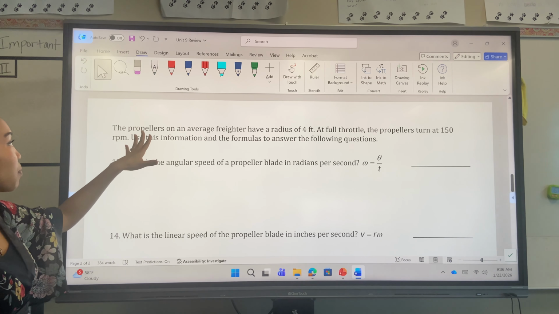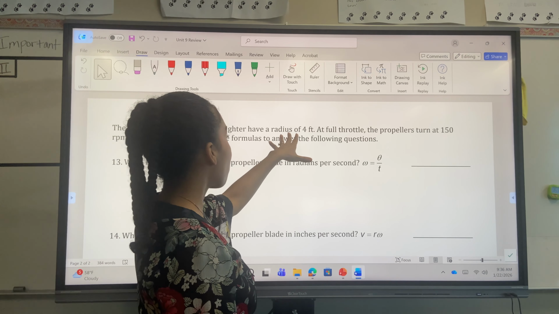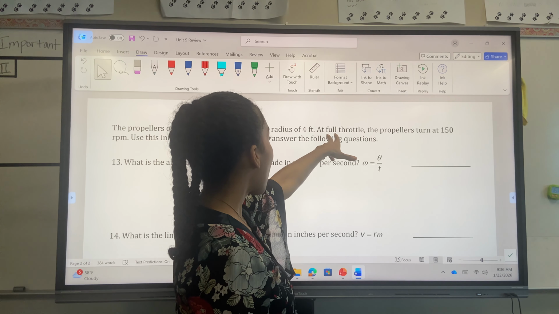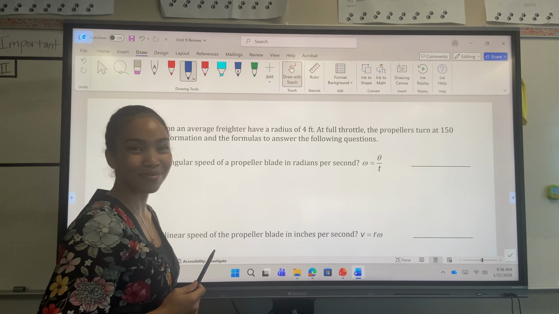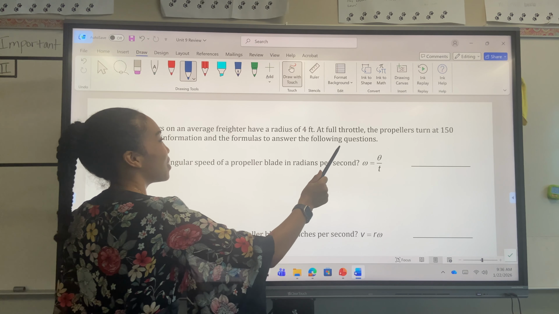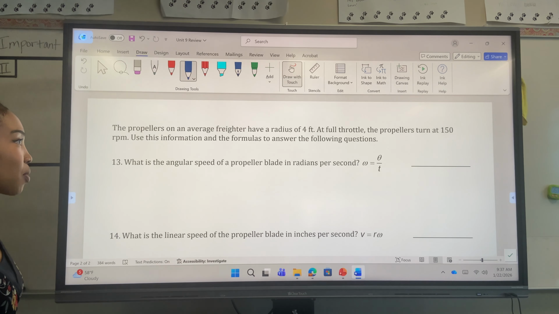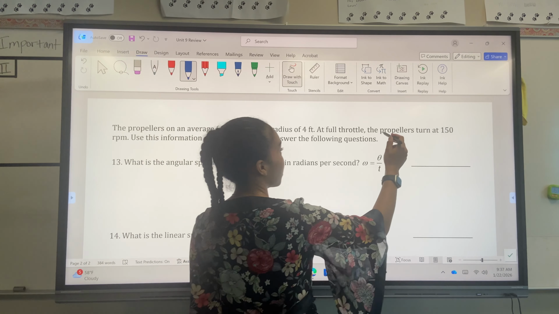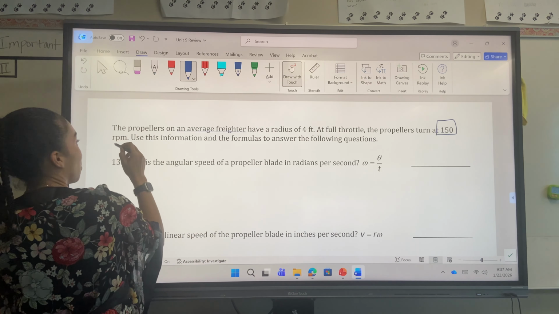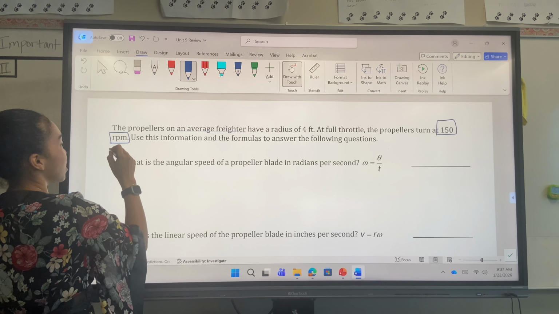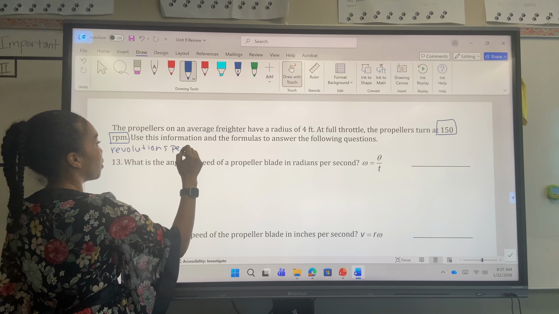Okay, so we have propellers. The propellers on an average freighter have a radius of 4 feet. At full throttle, the propellers turn at, okay, so let's do this problem. The key word right here is the propellers turn at 150 RPMs. That stands for revolutions per minute.